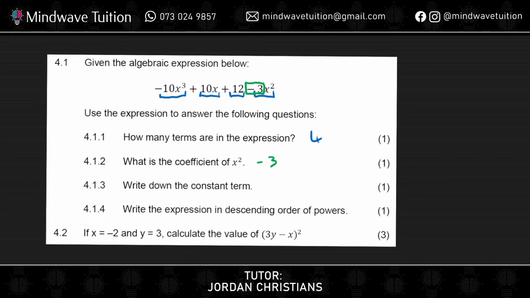Write down the constant term. The constant term is the term that does not change, or the term that doesn't have a variable. In this case here, it will be 12. So the constant term here is 12.